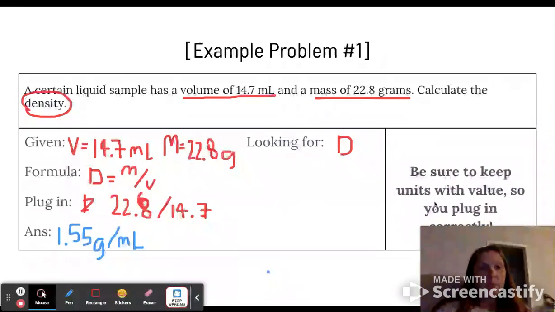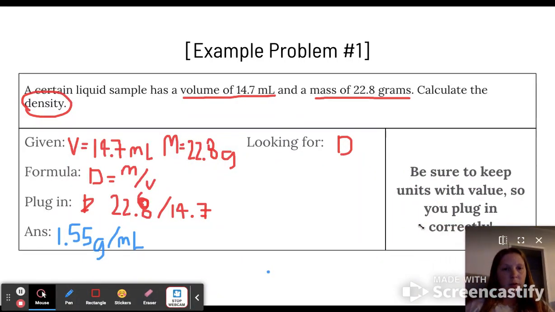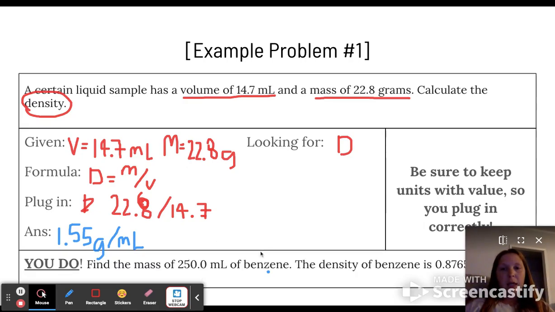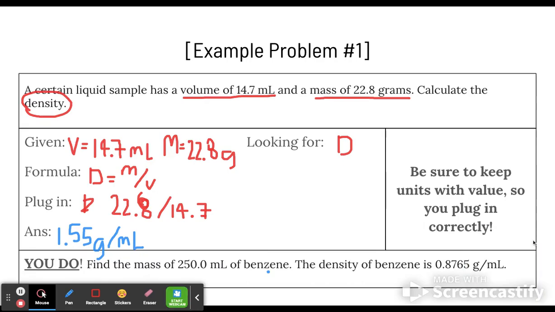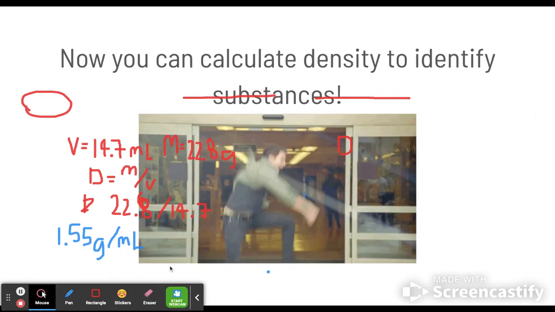Be sure to keep your units with your values so that you can plug them in correctly. You see we underlined our units here, and I almost plugged them in backwards because I wrote them the way they were given in the problem. So just make sure you're aware of that. Then you have an example down here, which is also in your notes. I want you to pause the video and try this, and then you can go over it with a group in a minute.